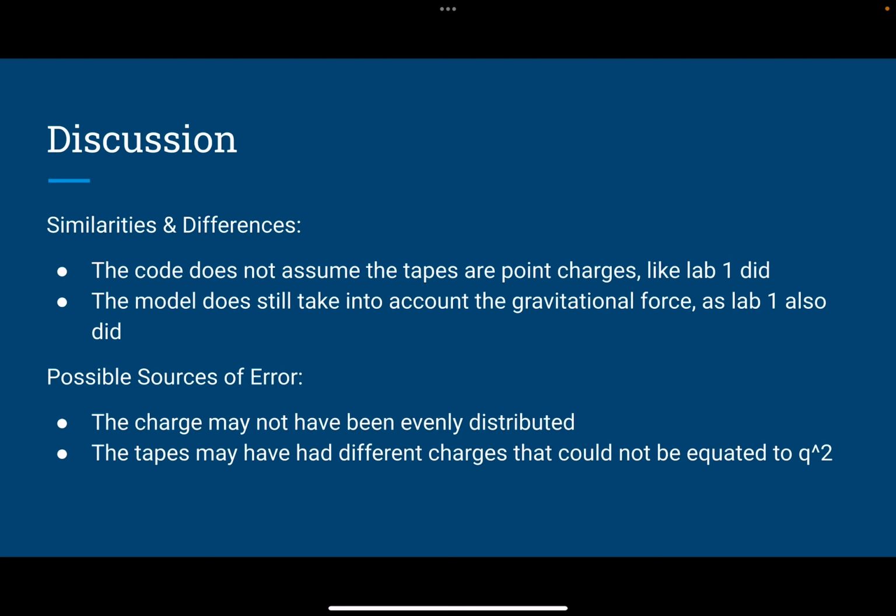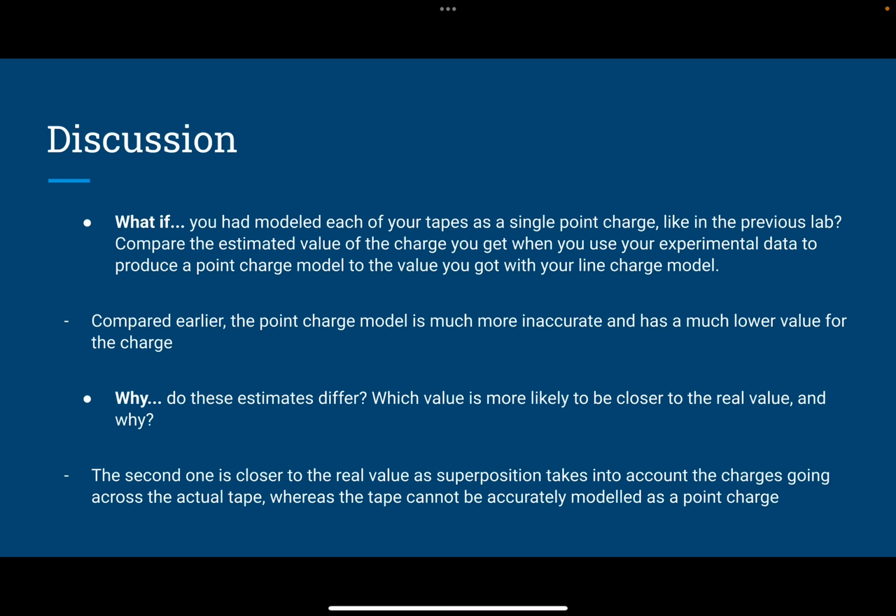To discuss the similarities and differences, the code does not assume the tapes are point charges like lab 1 did, and it does still take into account the gravitational force as lab 1 did. Possible sources of error: the charge maybe isn't evenly distributed, and maybe the two tapes do not have equal charges. What if we had modeled them as a single point charge like the previous lab? We compared this earlier. The point charge model is much more inaccurate and gives a much lower value. Why did these differ? The second one is closer to the real value, as superposition takes into account the charges going across the entire tape, whereas the tape cannot be accurately modeled as a point charge.